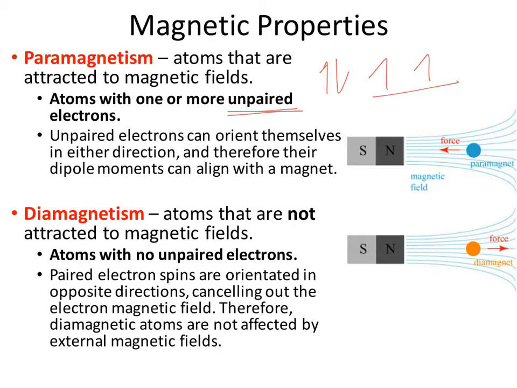Diamagnetism is when atoms are not attracted to a magnetic field. In fact, they slightly repel magnetic fields, and this comes about when you have atoms with no unpaired electrons. For example, noble gases that have full outer shells: when you look at the pairs, you can see that one is in an upspin and one is in a downspin. So effectively, they cancel out any magnetic field or magnetic moment that they're going to have, and therefore they don't have any attraction to magnetic fields. So they're actually going to be repelling against a magnetic force.